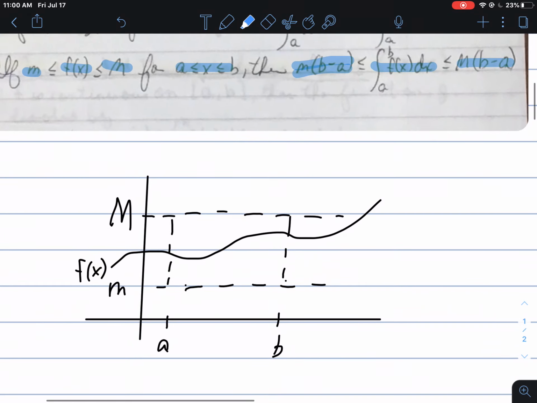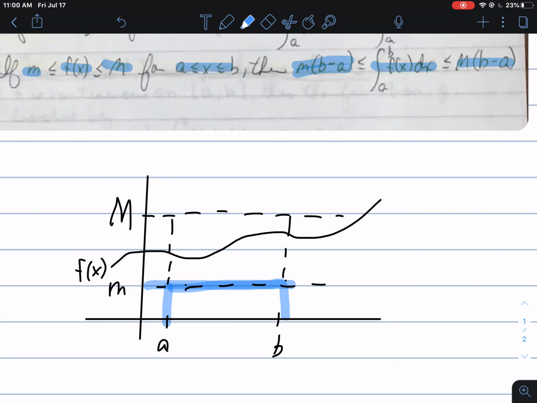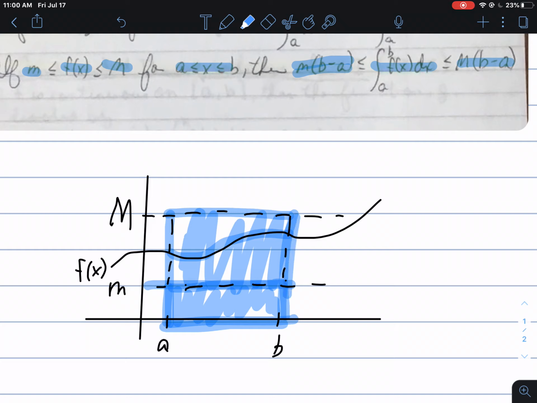And again, that just goes back to what we mentioned before, under the constant function m, right? So the area under m would be this rectangle. Calculate that area. The area under big M would be that rectangle. And since our function f lies between little m and big M across our interval, the area under the graph of f would fall somewhere between the area of that smaller rectangle and the area of the larger rectangle. Okay?